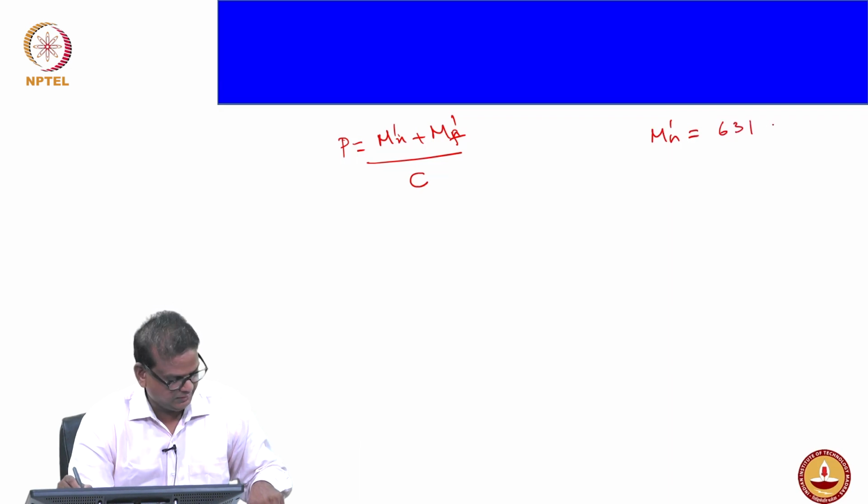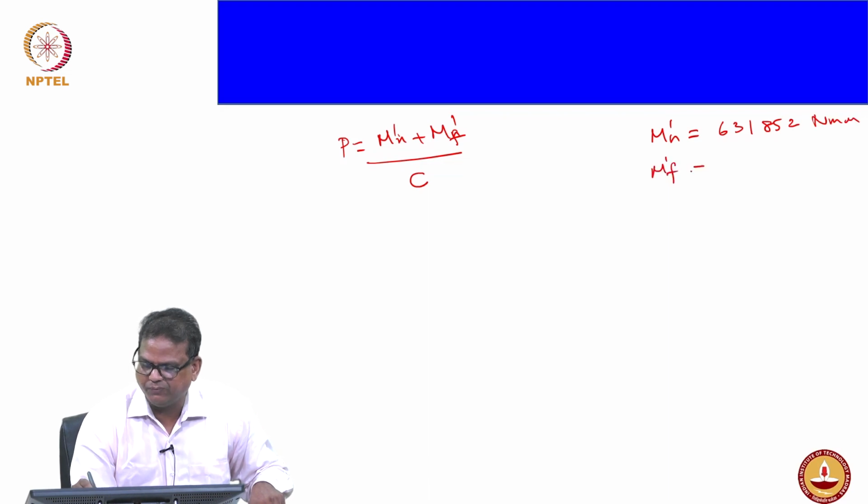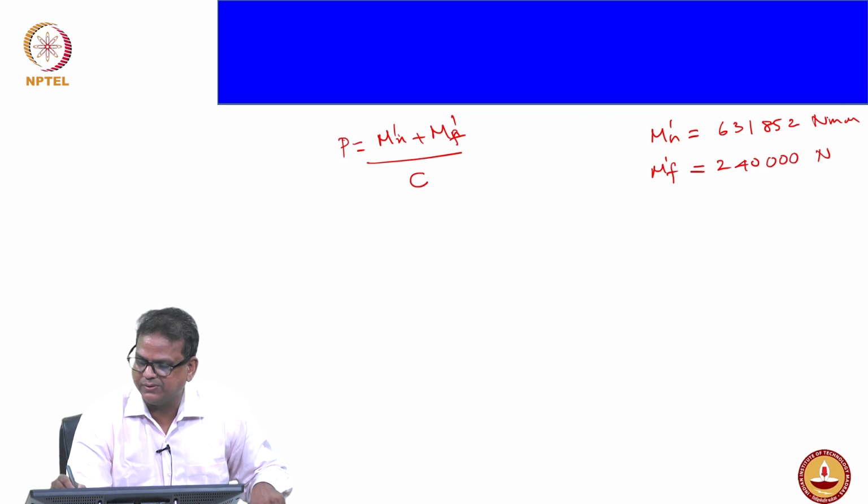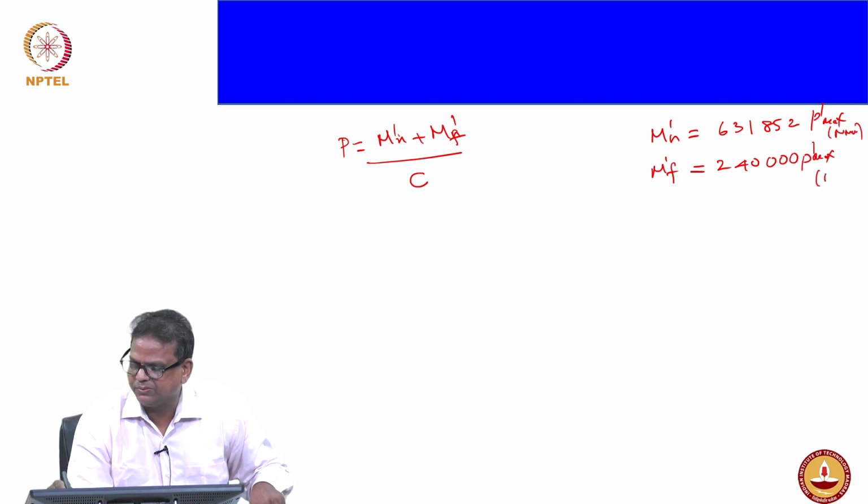631,852. I just make it a round value. Mf dash, what value are you getting? 240,000, right? In fact, sorry, this should be P dash max, so much Newton meter, right? Just put it in a bracket. This also is Newton meter, right?